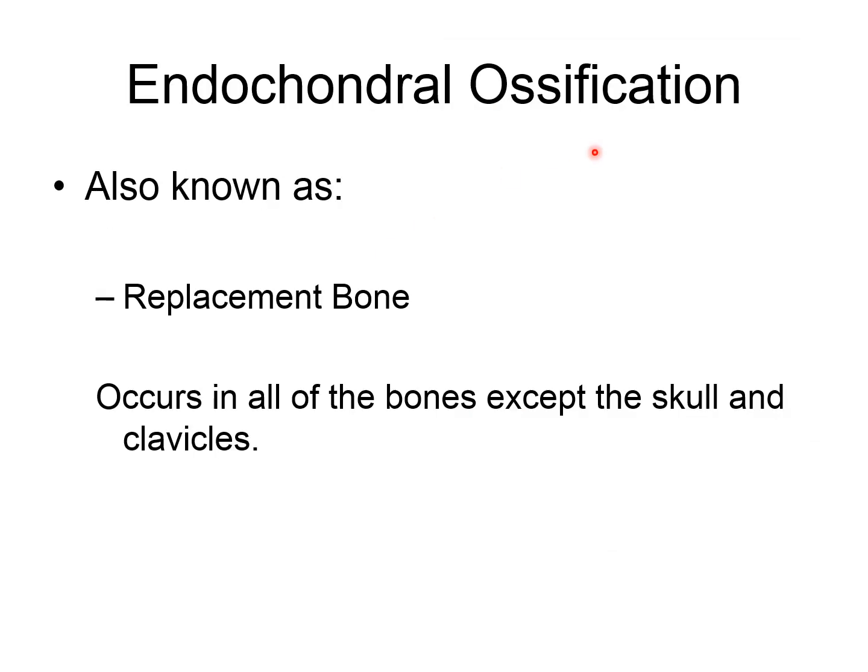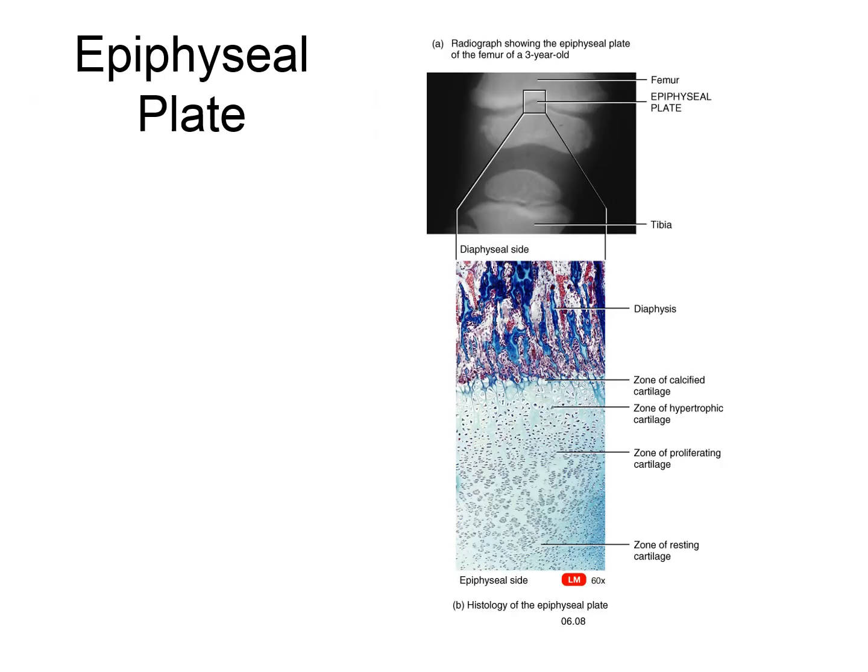Endochondral ossification is also known as replacement bone, and it occurs in all of the bones except the skull and the diaphysis of the clavicles and mandible. So all the other bones originate through endochondral ossification. The bones grow in both directions, that is lengthwise and widthwise. Lengthwise it grows at the epiphyseal plate.